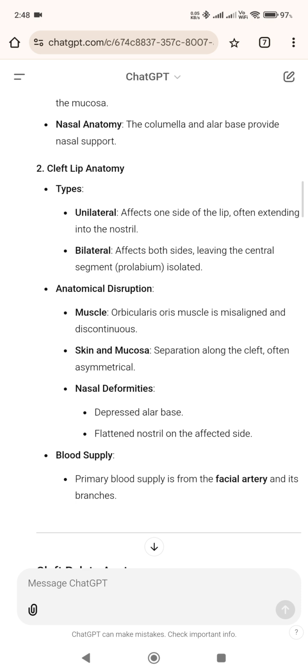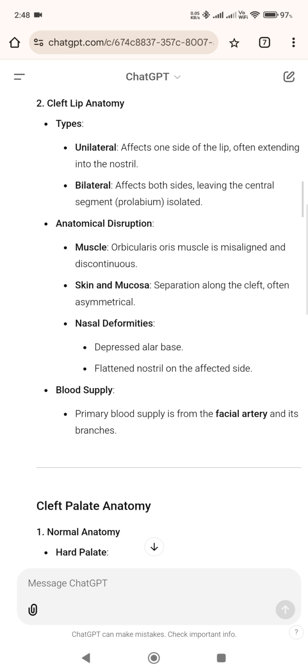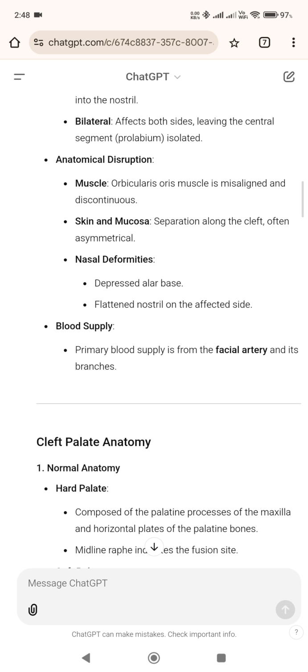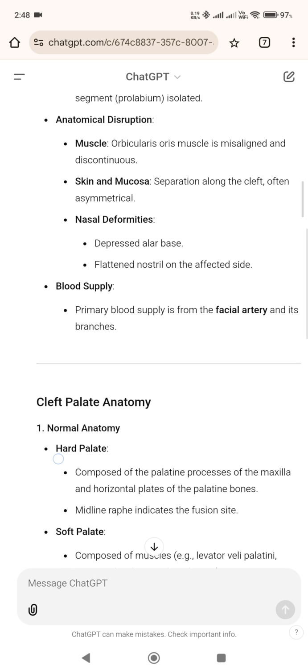Nasal deformities. Depressed alar base. Flattened nostril on the affected side. Blood supply. Primary blood supply is from the facial artery and its branches.